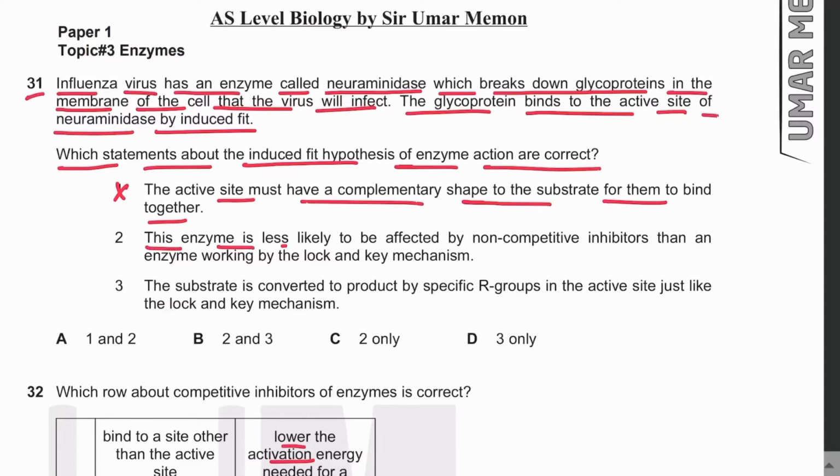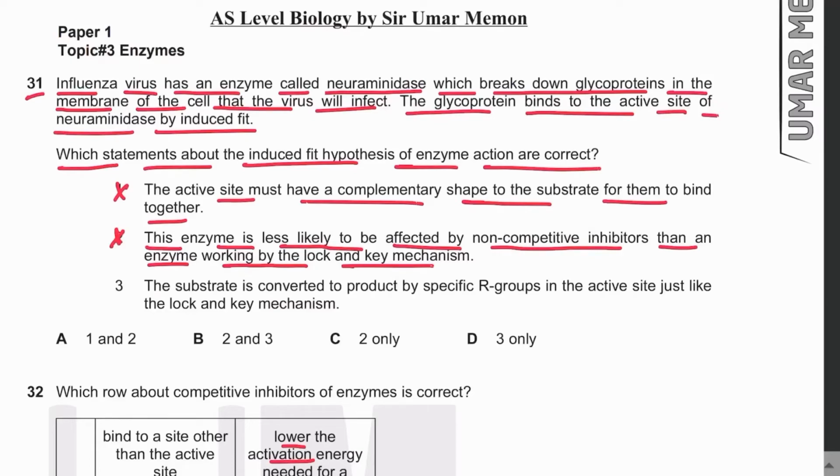This enzyme is less likely to be affected by non-competitive inhibitors than an enzyme working by the lock and key mechanism. Right. So guys, this statement is wrong again because the lock and key hypothesis states that the enzymes are very rigid and they don't change shape. So if the enzyme is working by the lock and key mechanism and the non-competitive inhibitor binds, the shape of the enzyme will not change because the lock and key mechanism says that the enzyme is rigid. So the non-competitive inhibitor will be less likely to affect the lock and key enzyme. Are you getting my point?